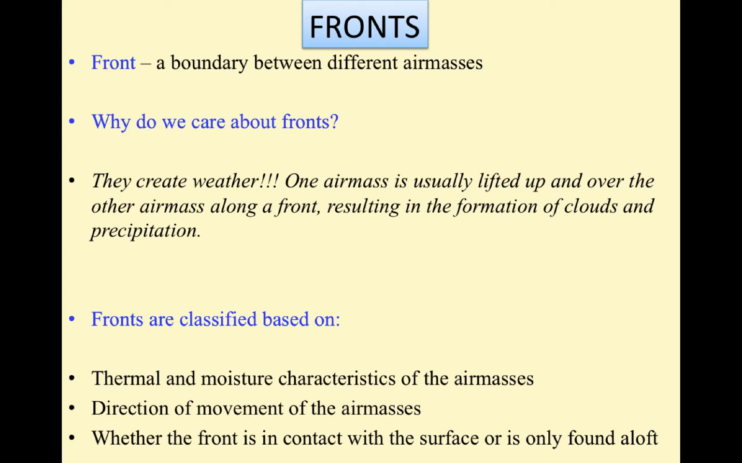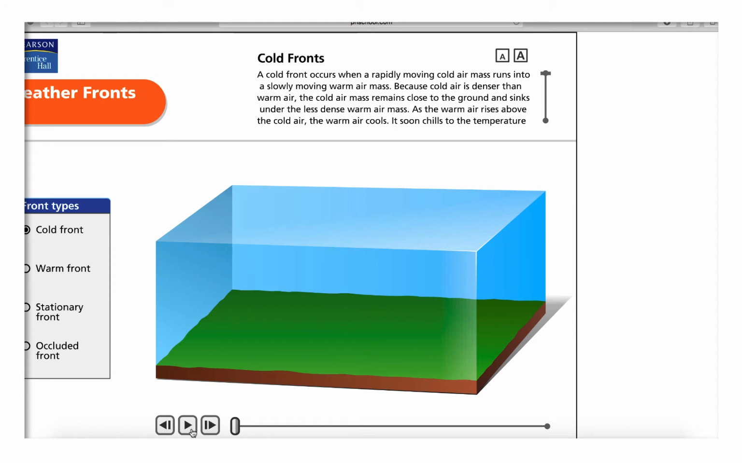If an air mass is forced to lift up and over the other air mass, that means the air mass that's getting lifted is going to cool due to expansion and possibly reach its dew point, become saturated, and produce precipitation of one type or another. Fronts are classified based on the thermal and moisture characteristics of the air masses that are colliding, the direction of movement of the air masses while they collide, and whether the front is in contact with a surface or only found aloft. This tool can show typical fronts and how they work.